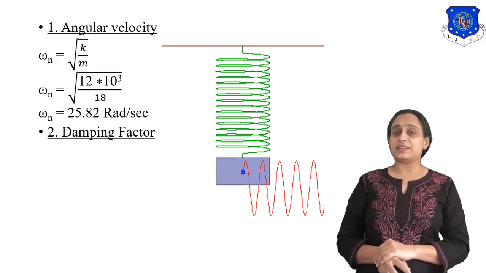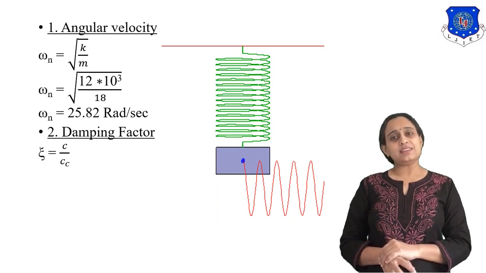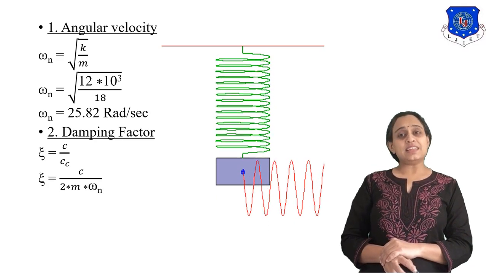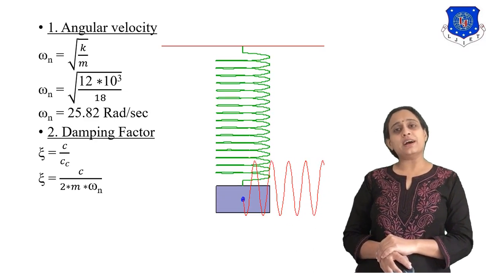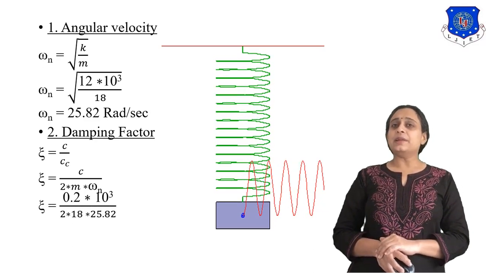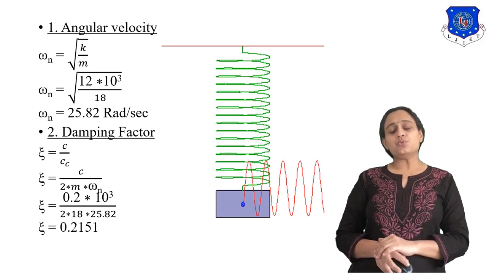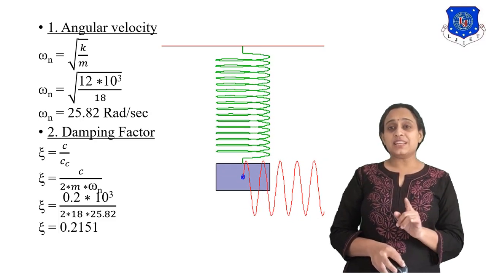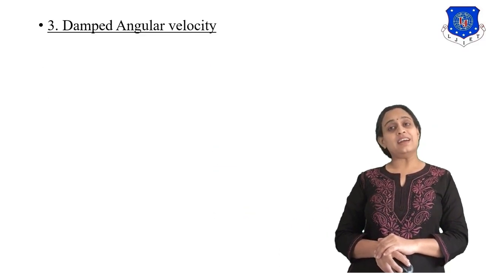Next is the damping factor, that is zeta. Zeta is equal to C by Cc. Now what is Cc? It is 2m omega n. So zeta is equal to C upon 2m omega n. By putting all these values, we get zeta as 0.2151. Okay, zeta is a unitless entity. Now, as you see, zeta is less than 1. If zeta is less than 1, then the system is an underdamped system.